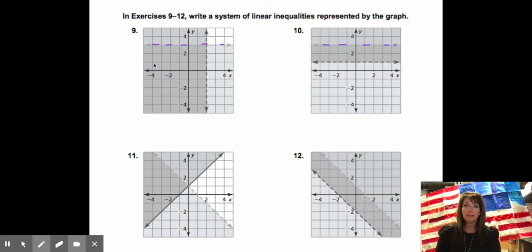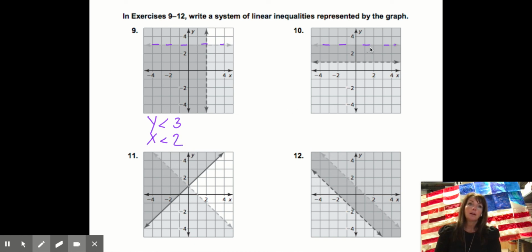We can see that this is the solution to both, which means that this horizontal line is shaded below, which would be a less than symbol. So y would be less than 3 for the first line going that way. And then the x would be less than 2. This is a 2, so x is less than 2.